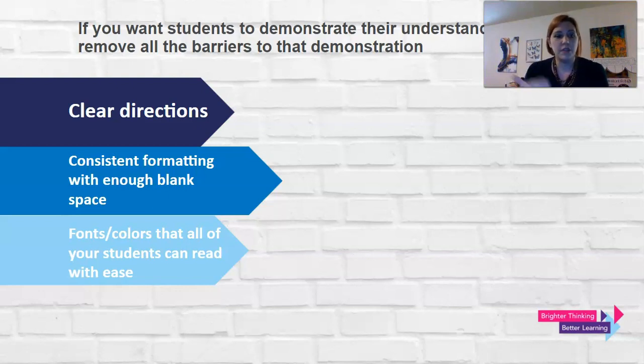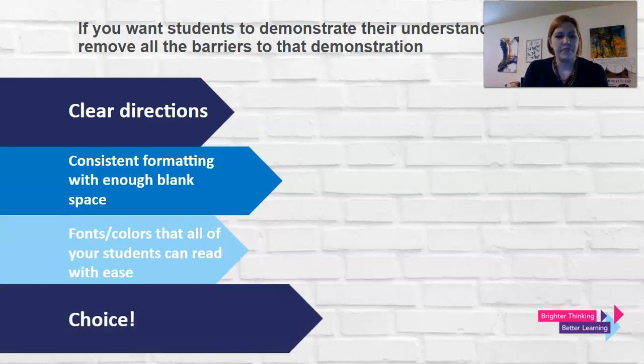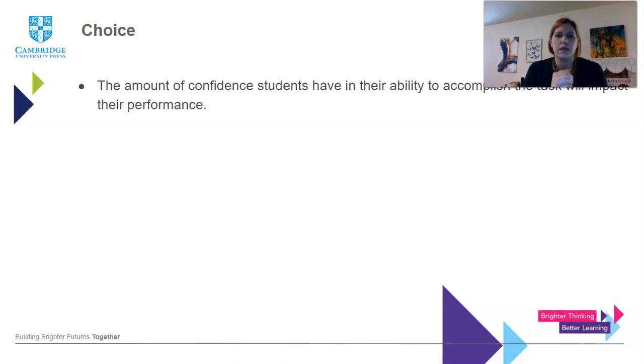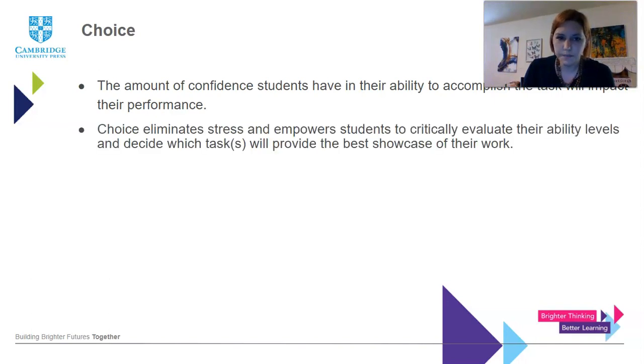Another way is to make sure that you're using fonts and colors that all of your students can read with ease. And lastly, choice. Right? Choice is one of the single most powerful things we can leverage in our assessments to help students out. So it helps build confidence for students. The amount of confidence that they're going to have in their ability to accomplish the task is going to impact their performance. Right? The more worried a kid is, the more they're going to second guess themselves, the more they're going to talk themselves out of the right answer. They're going to get in their head. They're going to start making mistakes.